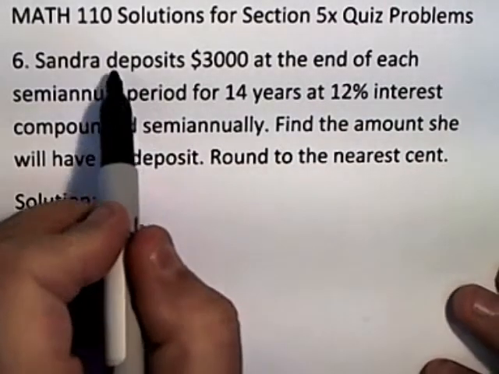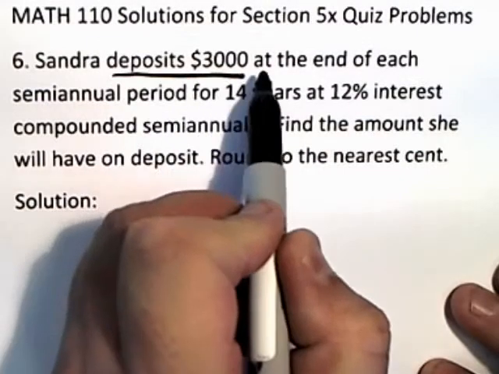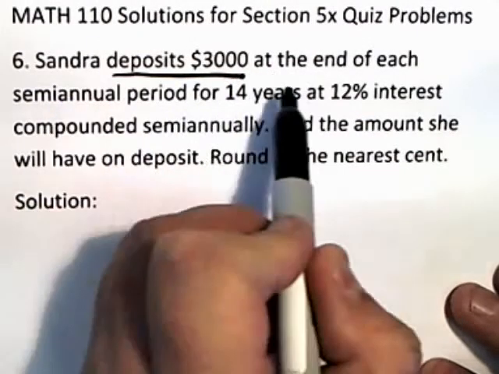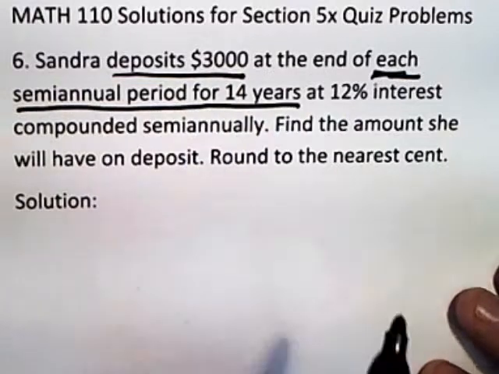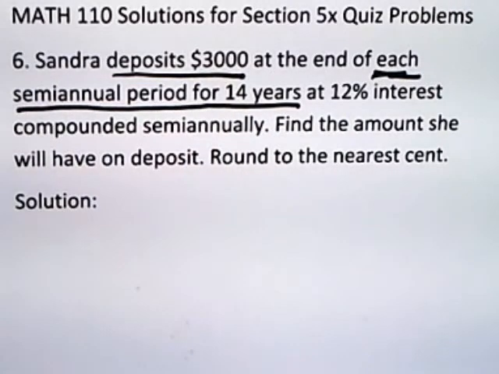Now here she's going to deposit $3,000 at the end of each semi-annual period for 14 years. So that's a periodic payment. Even though they did not say the phrase periodic payment, that is a periodic payment. She's putting it in twice a year for 14 years. So this is an annuity problem.